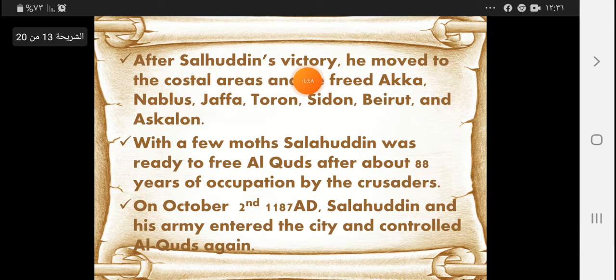After Salah ad-Din's victory in Hittin, he moved to the coastal areas and he started to free all the cities on the coast: Akka, Naples, Jaffa, Torrance, Sidon, Beirut, and Ascalon. Within a few months, Salah ad-Din was ready to free Al-Quds after about 88 years of occupation by the Crusaders. Of course, you know that the Crusaders had occupied Al-Quds during the First Crusade, that was 88 years ago.